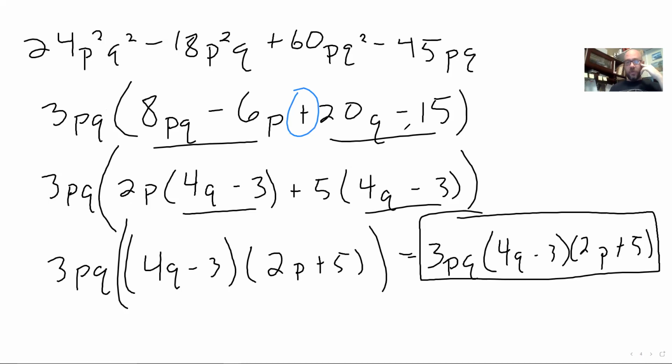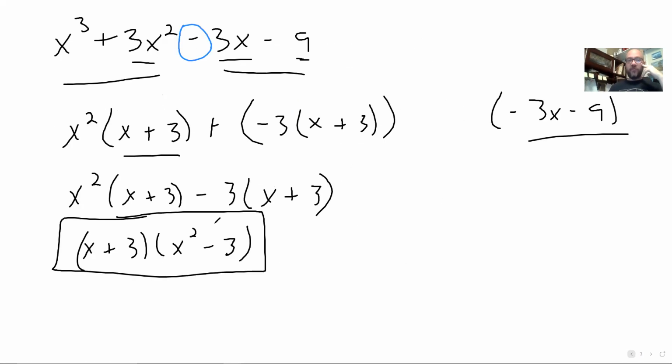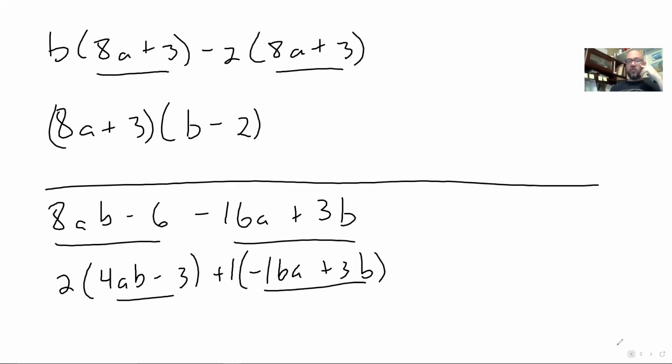So the earlier one worked, and the reason it worked is that the ratio of the coefficients is the same. The ratio of 8 to negative 6 is the same as 20 to negative 15. If I reduce this, it's 4 to negative 3 and 4 to negative 3. And all the ones that worked, you're going to see that's true. This is 1 to 3. This is negative 3 to negative 9, which is the same as 1 to 3. If I do 3 over 1, I'll get the same thing as negative 9 over negative 3. And for grouping to work, that has to be true.